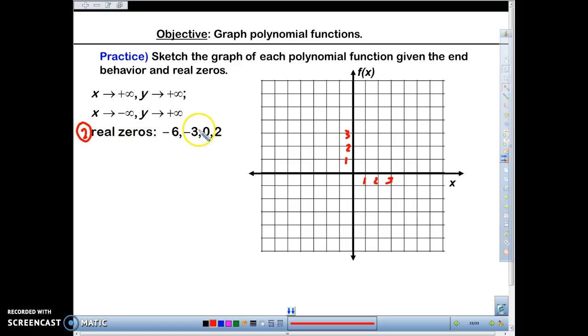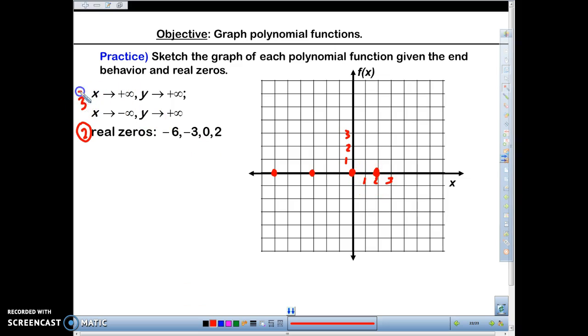So here I have a 0 at -6. I have a 0 here. I have one at -3, which is here. I have a 0 at 0. And a 0 at 2. Okay, so that's step 2.